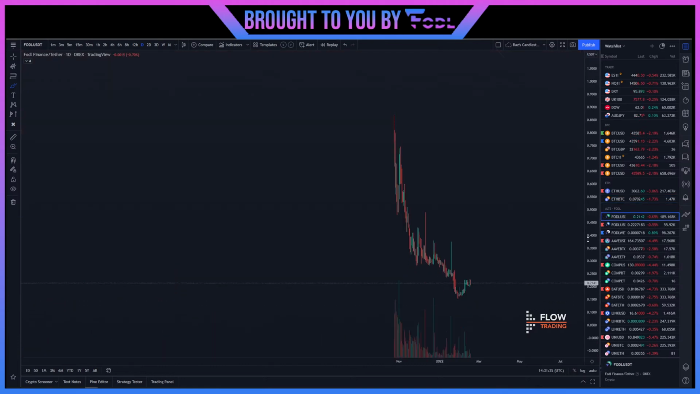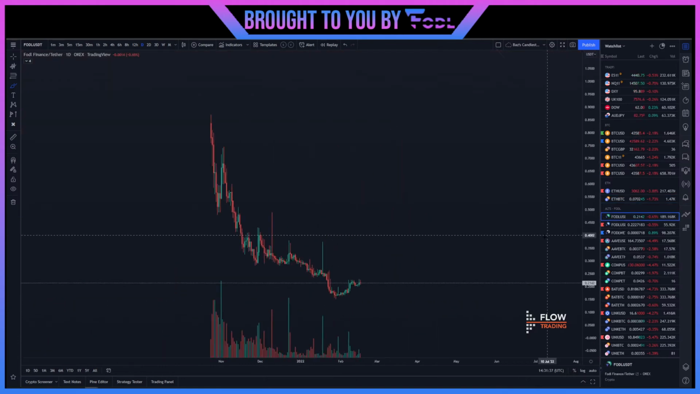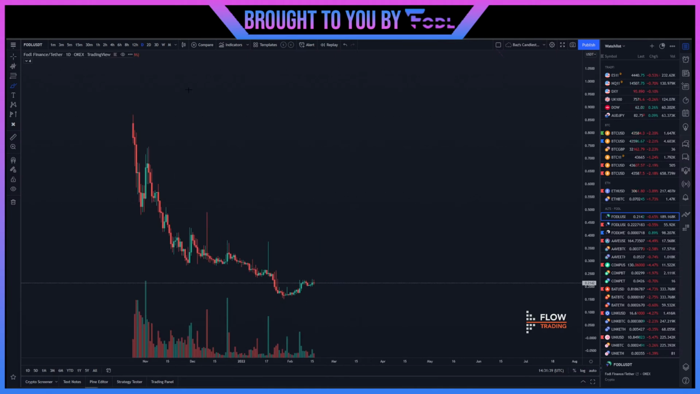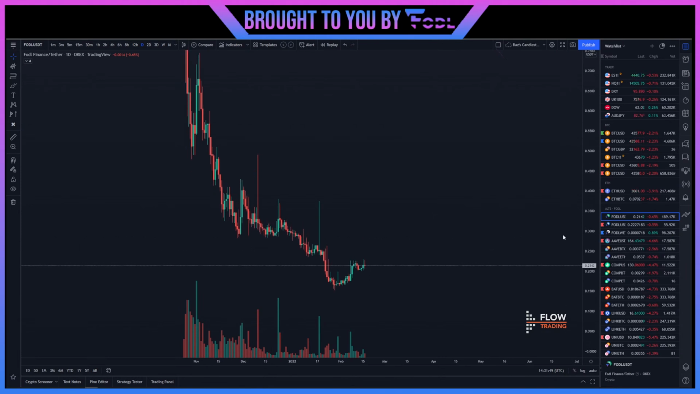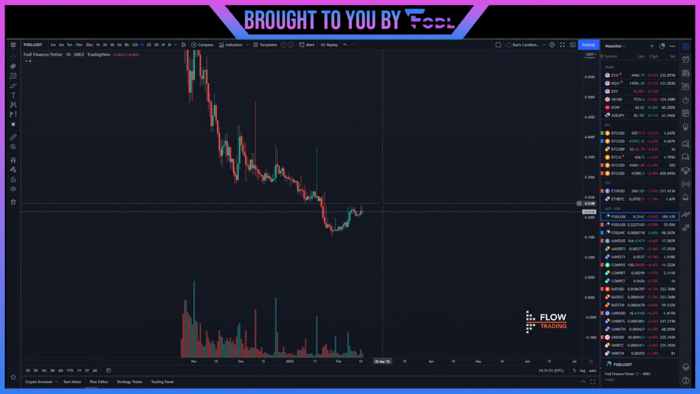So let's have a look at FODL versus USDT, and this is here on OKX. Very much still in the uptrend. We're printing higher highs and higher lows, and we're just kind of going a little bit sideways. Not really much has changed since Monday. We're very much holding that level, and you can see that there's a little bit of accumulation with a nice increase in volume as the price moves up.